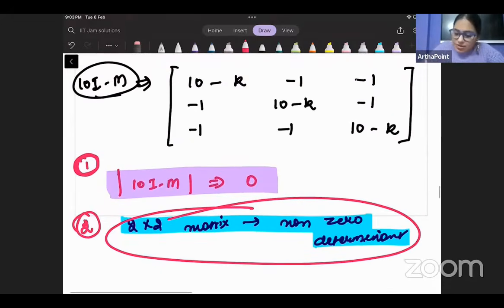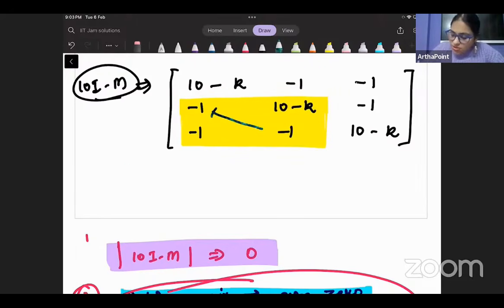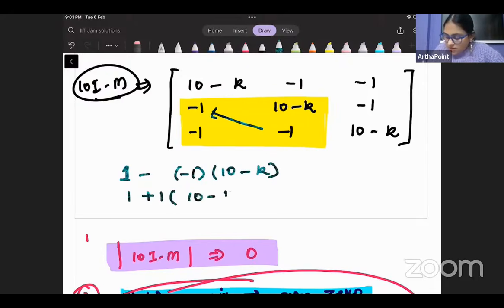ठीक है बच्चे, अब एक मिनट जरा एक पॉइंट और हम ध्यान से यहां देखते हैं. बेटा, सपोज़ I take a 2 cross 2 matrix. सपोज़ मैंने ये ले लिया, this is a 2 cross 2 matrix. And I try to find its determinant. क्या आ जाएगा बेटा? This is 1 minus 1 into 10 minus k. This will be 1 plus 1 into 10 minus k. This will be 1 plus 10 minus k. This will be 11 minus k.